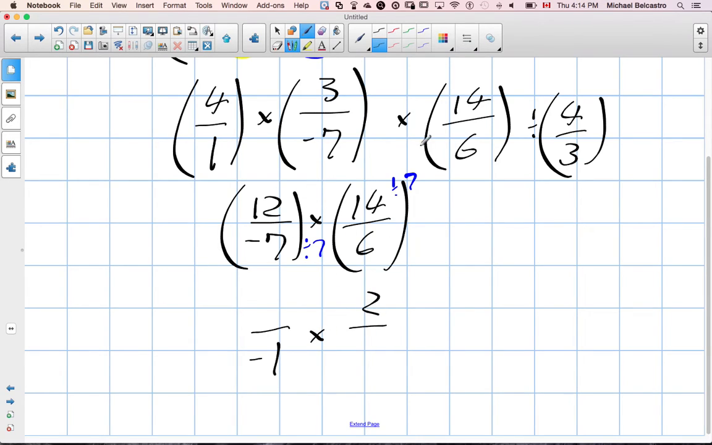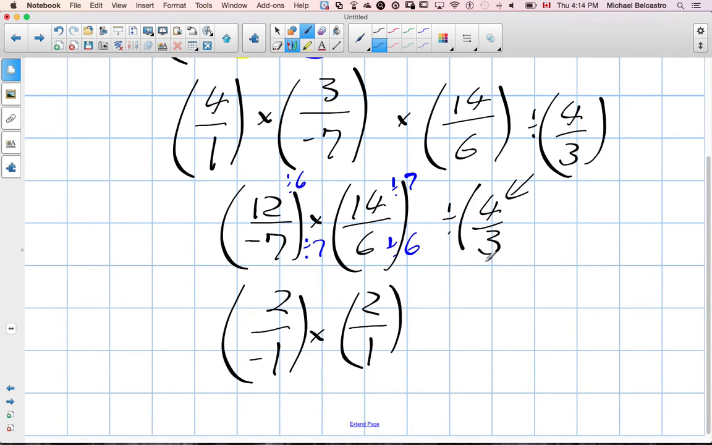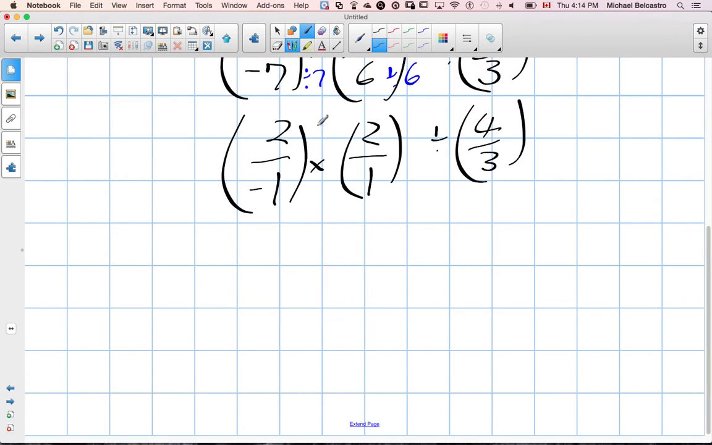And 12 and 6, I can divide both of those by 6. Again, we work with really small numbers. 12 reduces to 2. 6 reduces to 1. And look at this. This is much easier to multiply than what we had before. I forgot to bring this down. We still have to divide by 4 over 3. So when I do that, 2 times 2 is 4. 1 times negative 1 is negative 1. And we have division, 4 over 3. So now the last step here is divide.